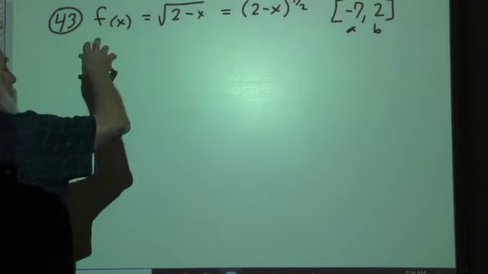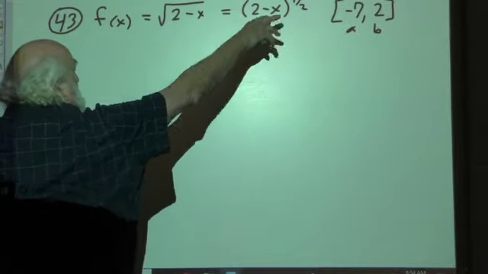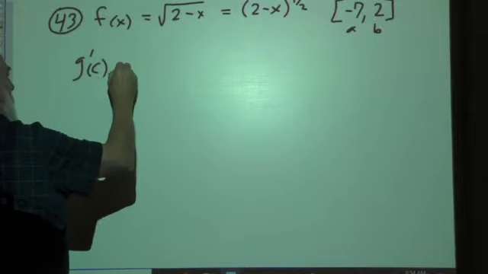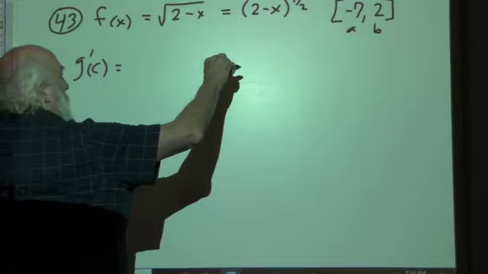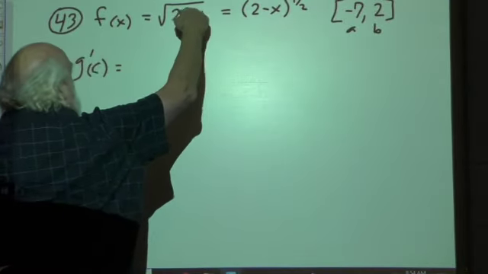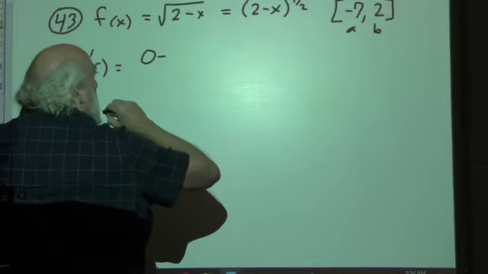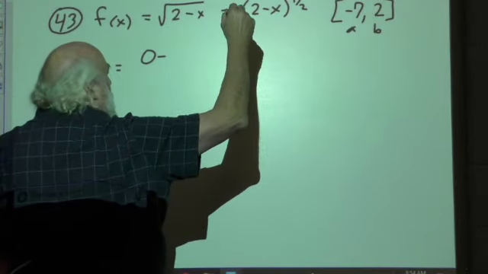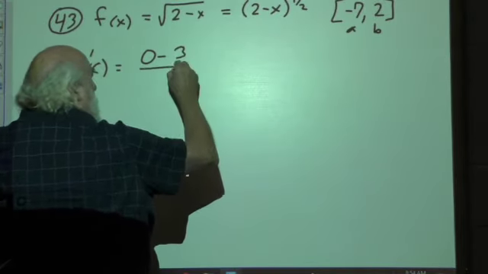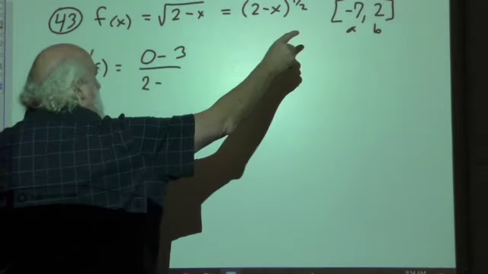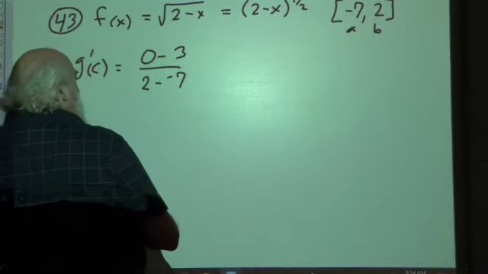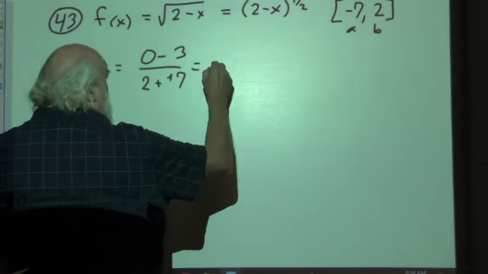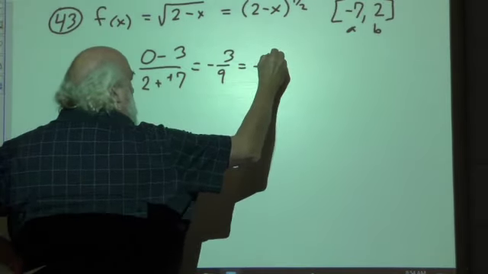Okay, so I rewrote this to get rid of the radical and get the 1/2. That means that G prime of C is going to equal the function of B, so 2 goes there, 2 minus 2 is 0, square root of 0 is 0, minus function of A, that's -7, 2 minus -7 is 2 plus 7, which is 9, square root of 9 is 3, over B, which is 2, minus A, which is -7, and we're going to change that to plus a positive 7. And so this becomes -3 over 9, which is reduced to -1/3.